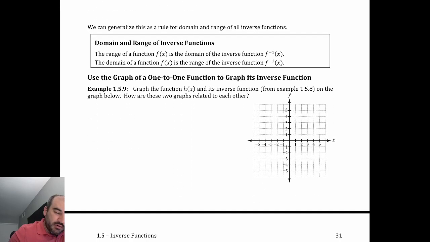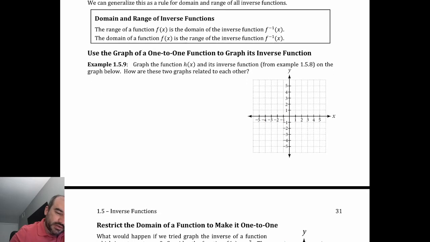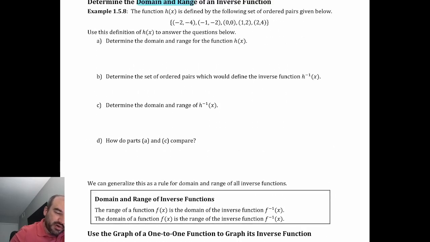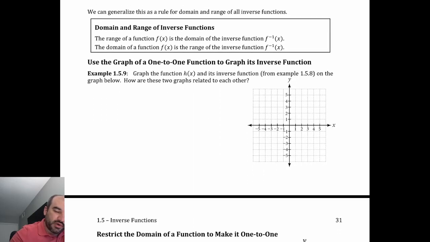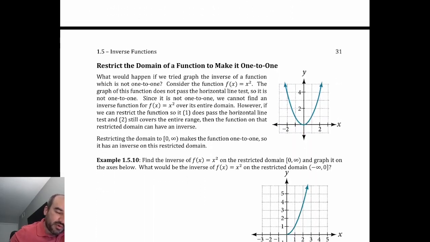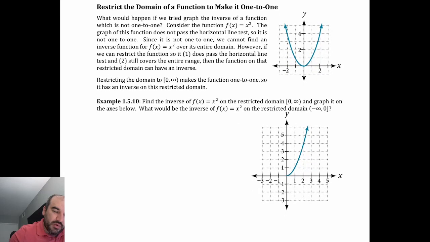Let's move on to, you guys can do that one as well. It's just using the previous example, using this set of points to do the graph. You guys can graph points on a graph. I believe in you. Restrict the domain of a function to make it one-to-one.